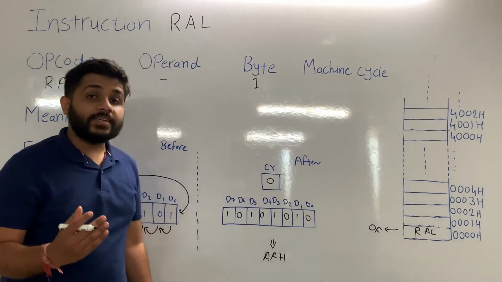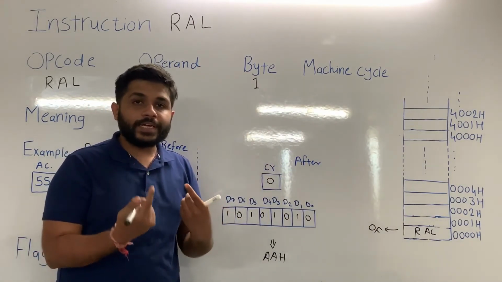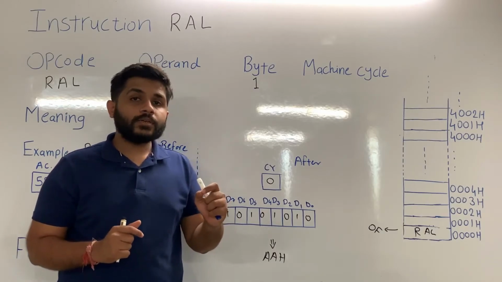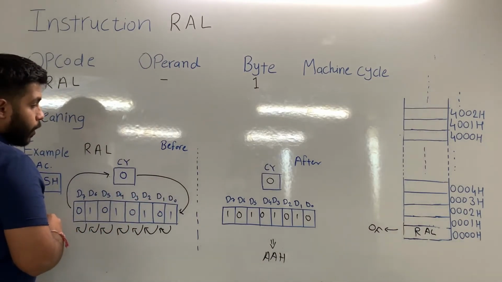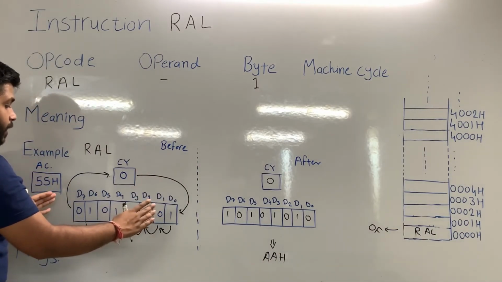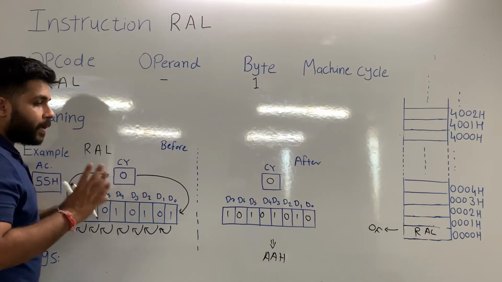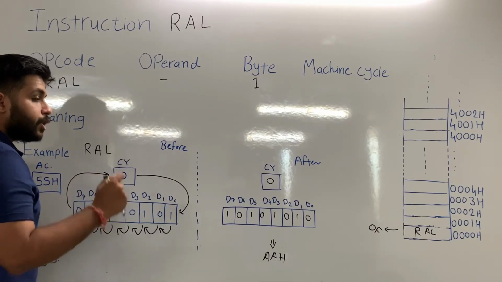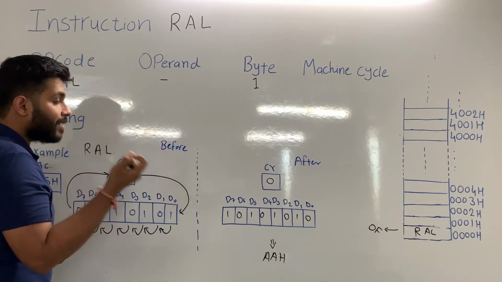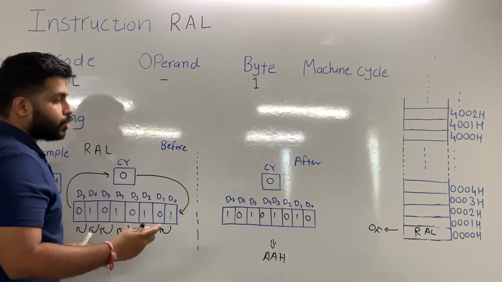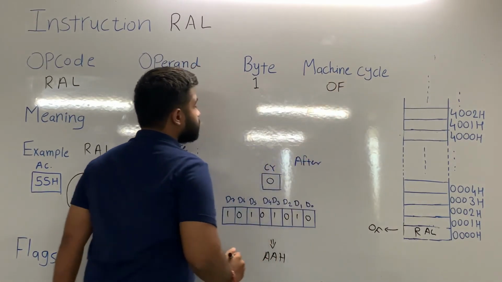Now when opcode fetch is done, this instruction will be transferred to the microprocessor. After that the processor will decode. After decoding, the processor will execute. Now if you pay attention, during the execution, the content of accumulator and the carry is changing, and carry and accumulator are both part of the microprocessor. It means during the execution, the processor is not storing any data in the memory, or reading any data from the memory. So for this instruction, what will be the machine cycle? Only one machine cycle, that is the opcode fetch.